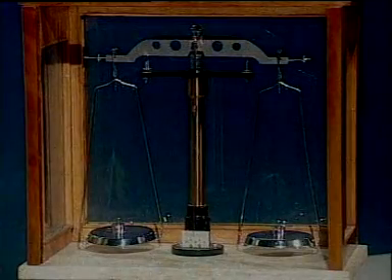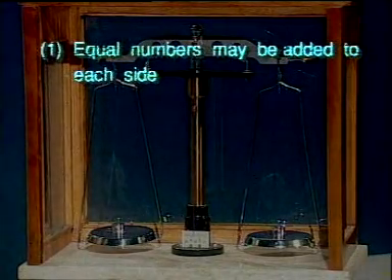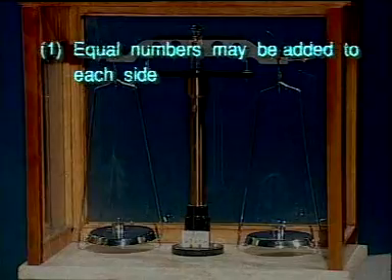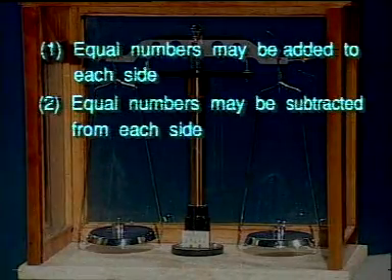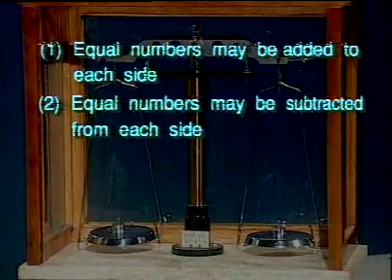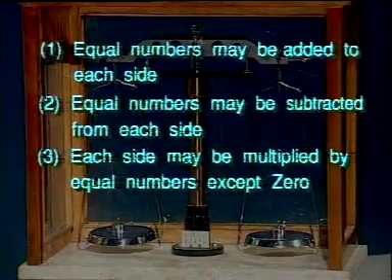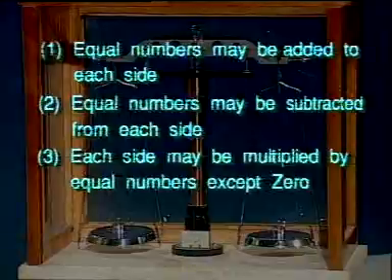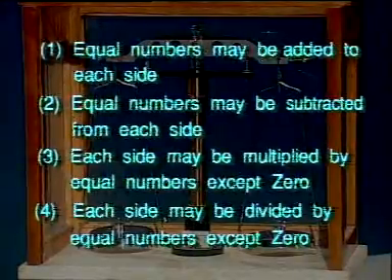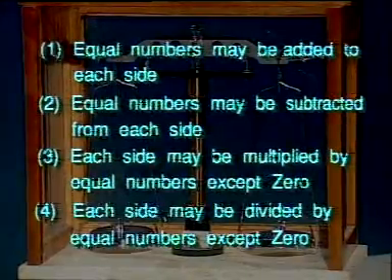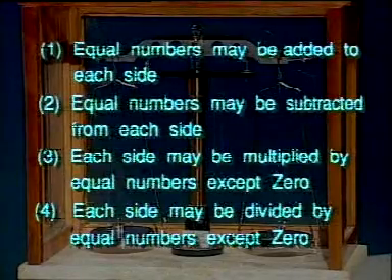The above discussion leads us to the following 4 rules. Number 1, equal numbers may be added to each side. Equal numbers may be subtracted from each side. Each side may be multiplied by an equal number except 0. And the last is, each side may be divided by an equal number except 0.